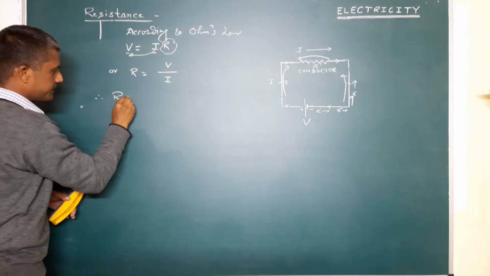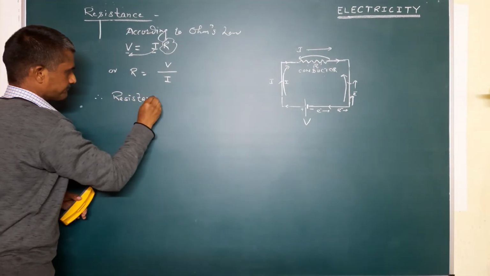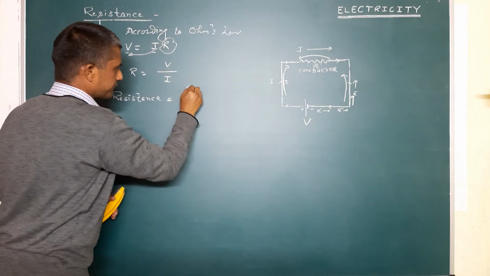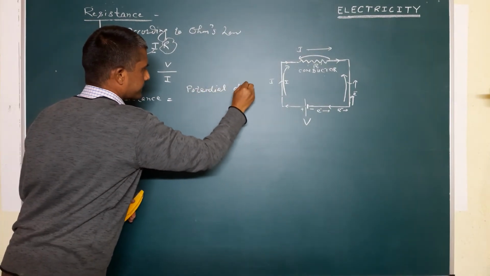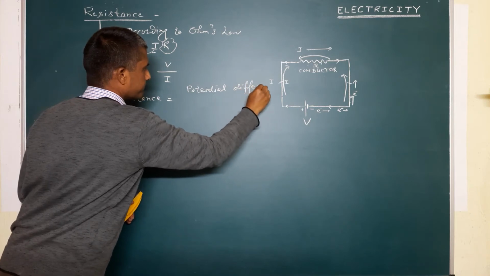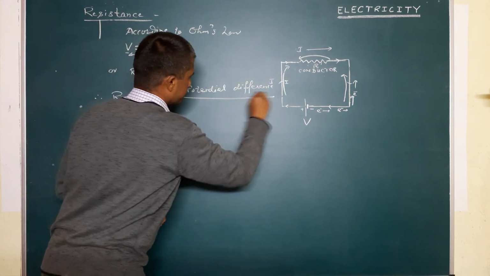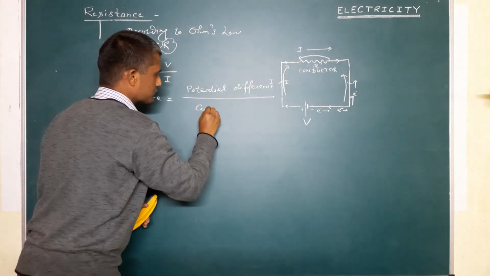Therefore, you can say here that resistance is equal to the potential difference acting across the ends of a conductor divided by the current flowing through the conductor.